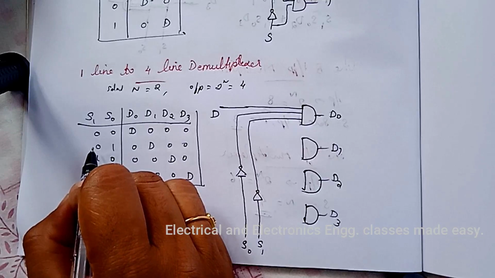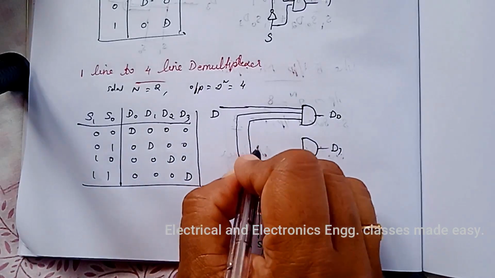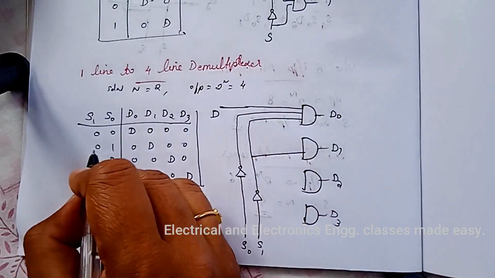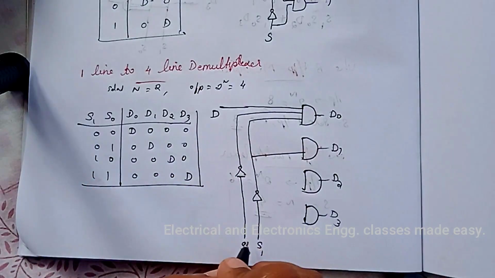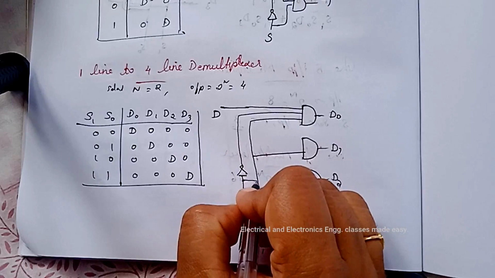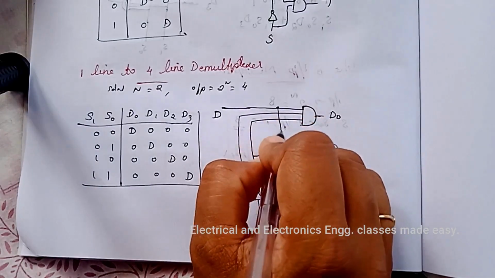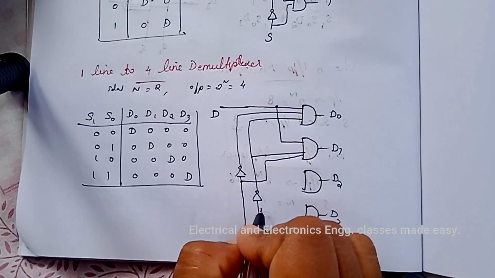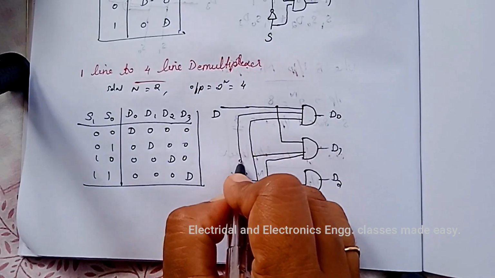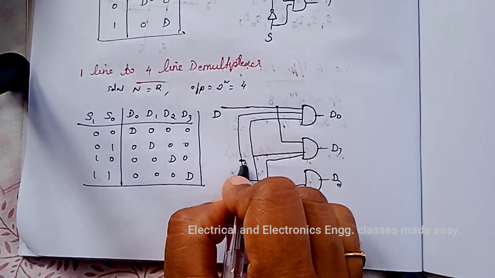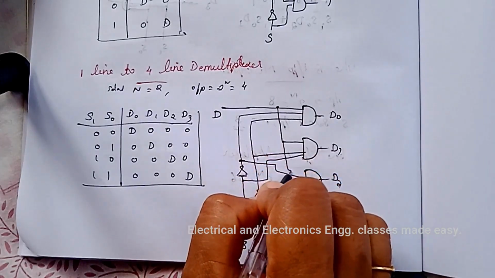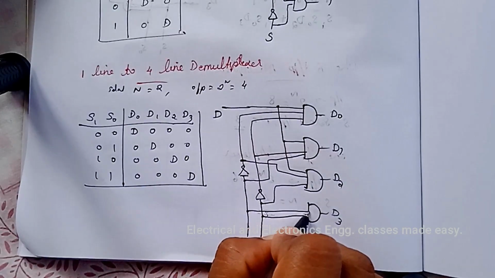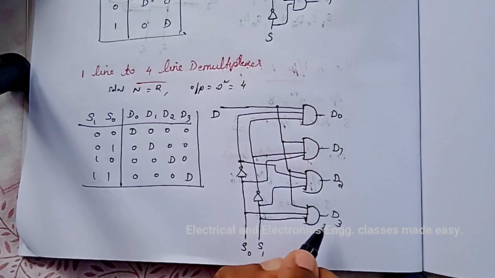In the second case S1 is 0, S0 is 1, then the data will be passed to D1. Next is 1, 0. S1 is 1, S0 is 0, then the data will be passed to D2, and the last one is 1, 1, then the data will be passed to the fourth gate, that is D3.